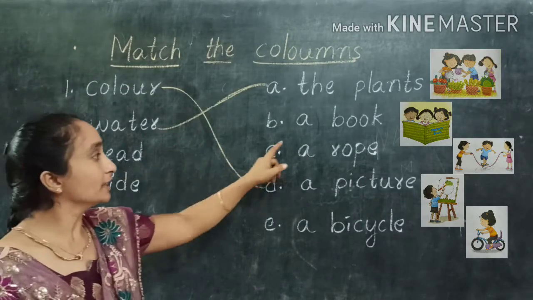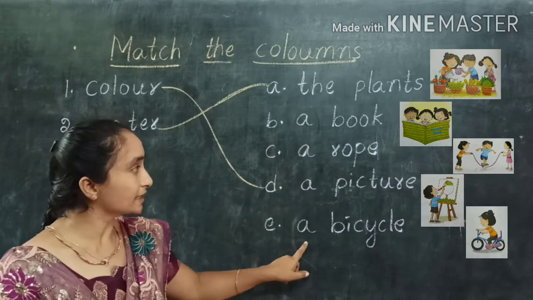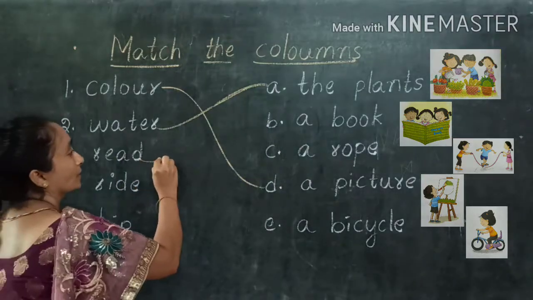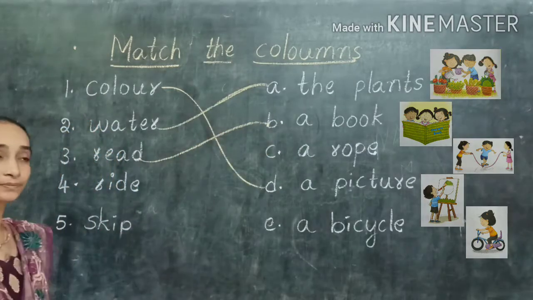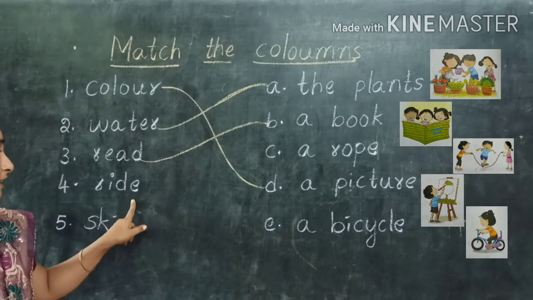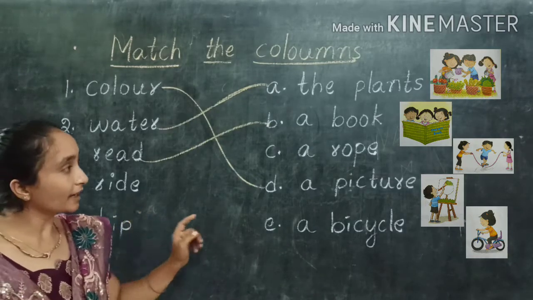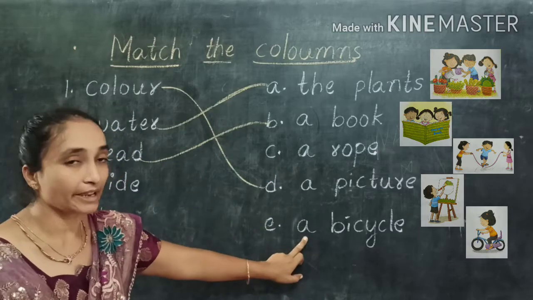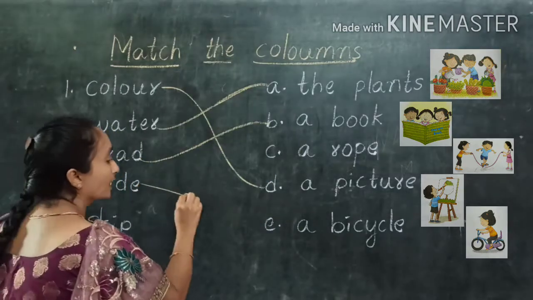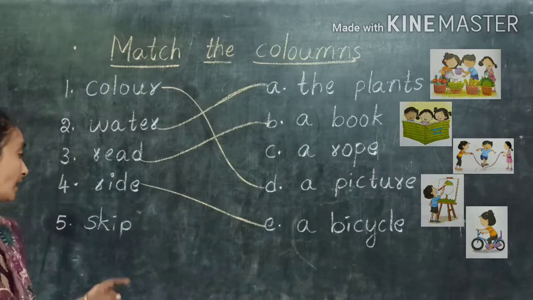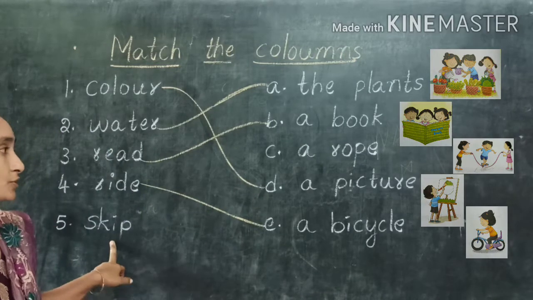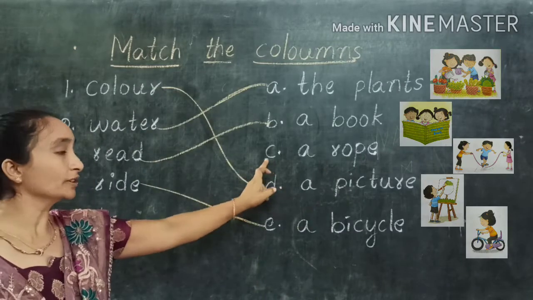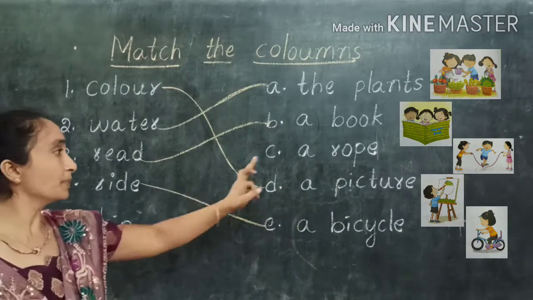Read. What do we have to read? A book or a row, a bicycle? Yes, read means a book. Read a book. R-I-D-E, ride. Ride a row or a bicycle? The answer is a bicycle. Ride a bicycle. And the last one is skip. So only one answer is left here, so we can draw the line. Skip a row.